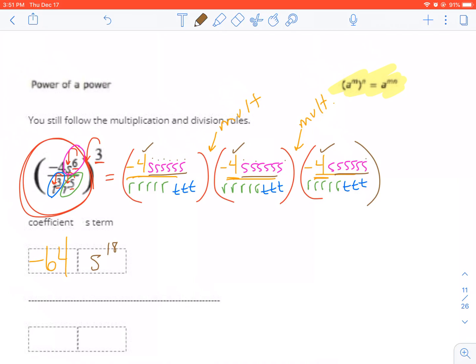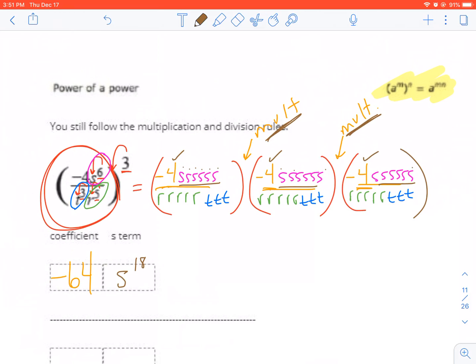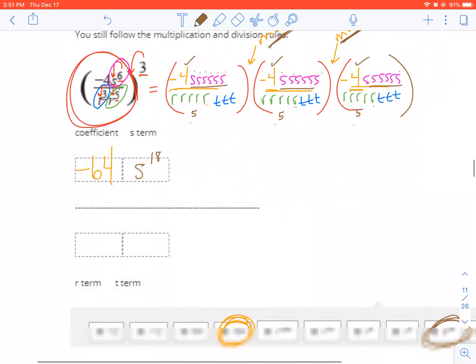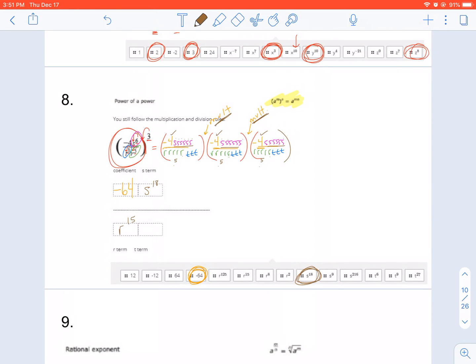Now the R and the T are both on the bottom. And so again, we're going to go alphabetically. And if you know the rule, because you are multiplying, the rule says that you're actually adding your exponents. So we're adding 5 R's, 5 more R's, and 5 more R's. And if you want, you can add 5 plus 5 plus 5, or you can actually count them out. 1, 2, 3, 4, 5, 6, 7, 8, 9, 10, 11, 12, 13, 14, and 15. So we should have R to the 15th power. And so let's go check our R's. R to the 15th power is there.